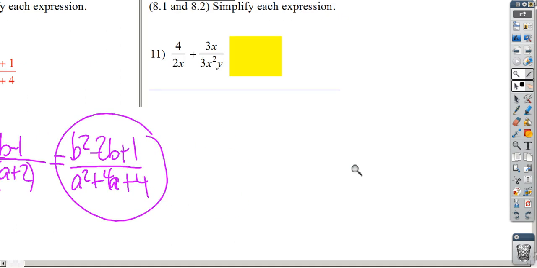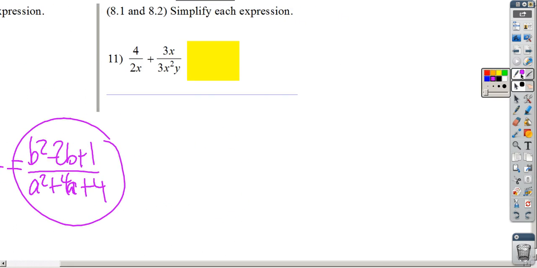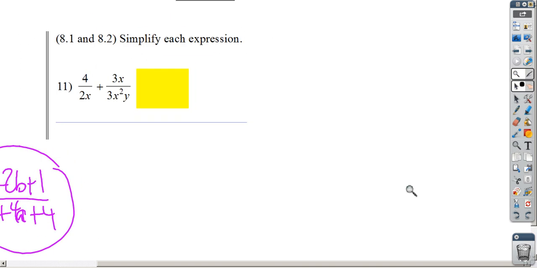Okay, these ones are a little bit different. Number 11, and we'll stop this video after this problem. We'll pick up in the next one. Number 11 is adding fractions. It's not multiplying, it's adding. And whenever you add or subtract fractions, you need a common denominator.